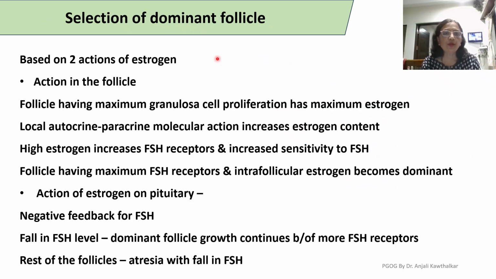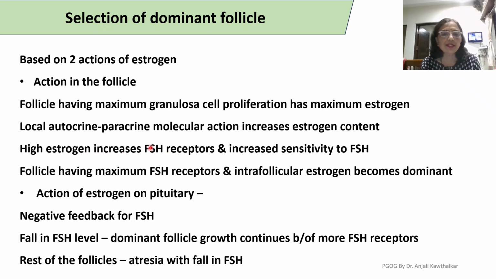Next is selection of the dominant follicle. It is based on two actions of estrogen. One is the action of estrogen in the follicle itself, and the other is the action of estrogen on the pituitary. In the follicle itself, the follicle having maximum granulosa cell proliferation has maximum estrogen production. Local autocrine paracrine molecular action increases estrogen content. So granulosa cell proliferation produces maximum estrogen, and local autocrine paracrine molecular action also contributes to the estrogen content of the follicle.